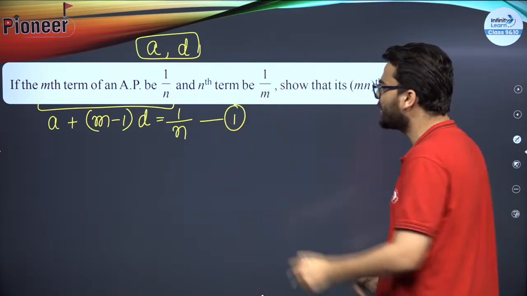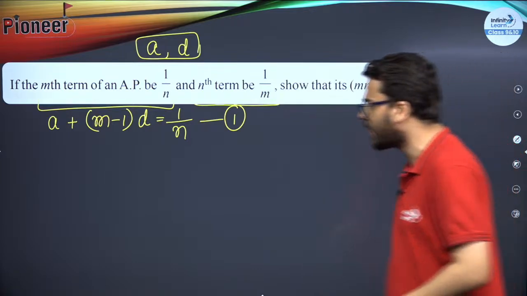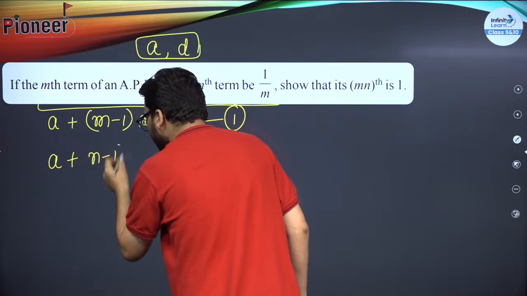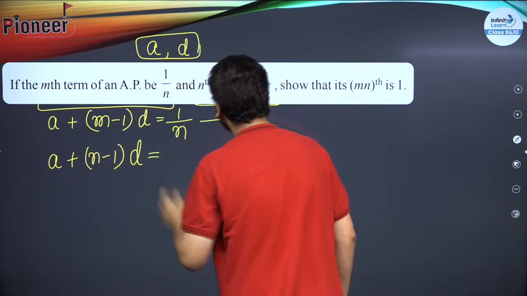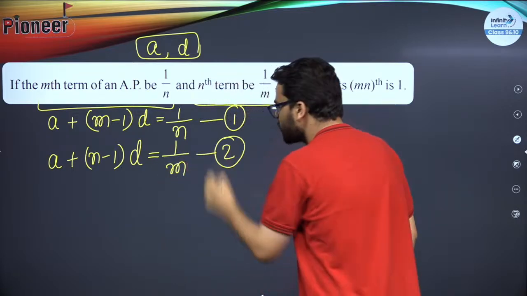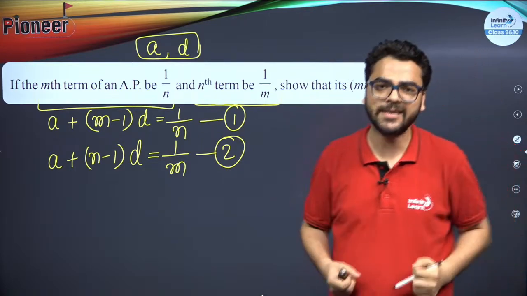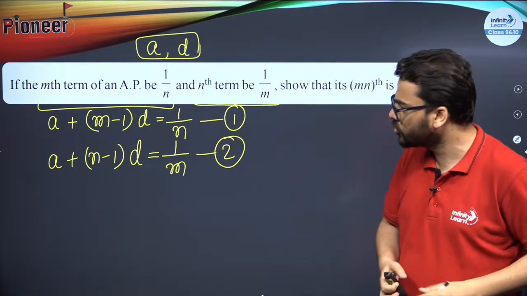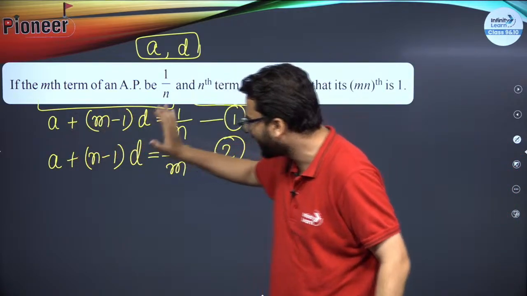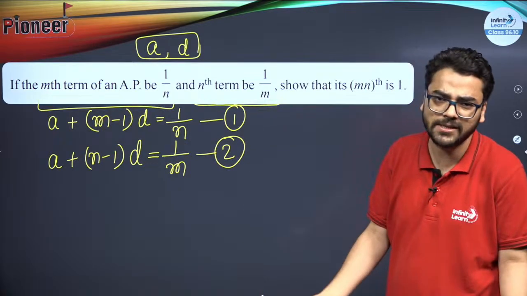In the same manner, it is given that the nth term is 1 by m. So, can I not say it is A plus (n minus 1) into D, that is equal to 1 by m over here? This is the second equation. I can say that. So, basically you have got two equations. Can we treat them as linear equations in two variables? The variables are the first term A and the common difference D. So, you can treat them as linear equations in two variables and solve these equations.